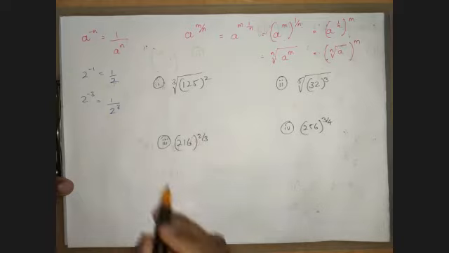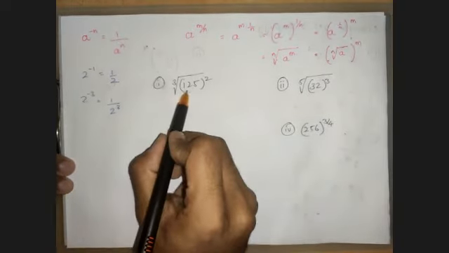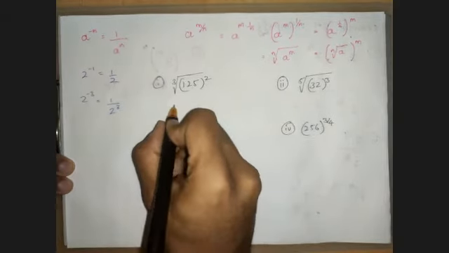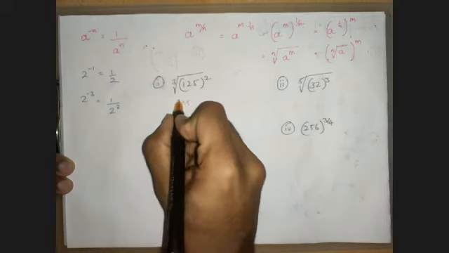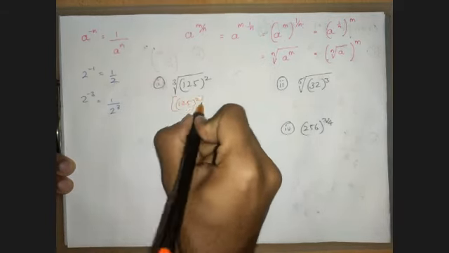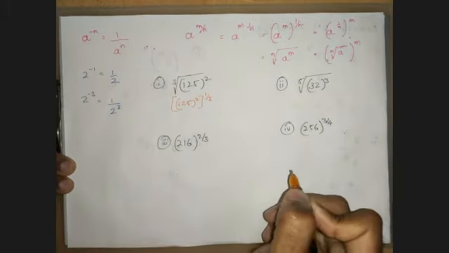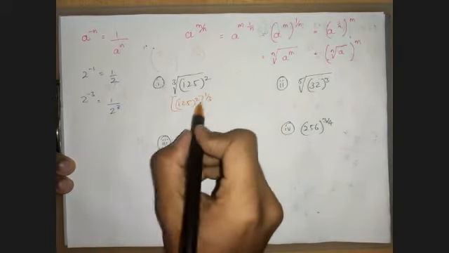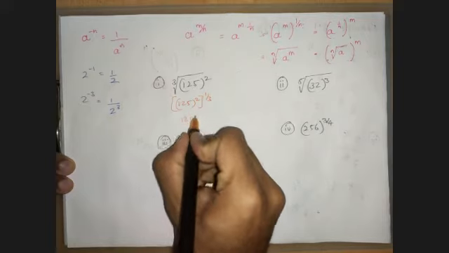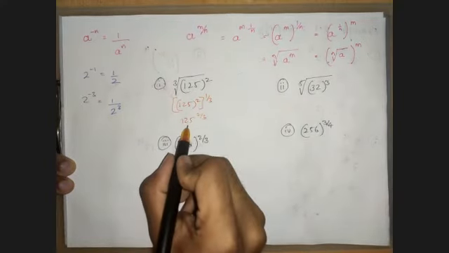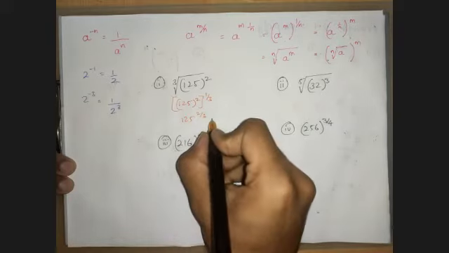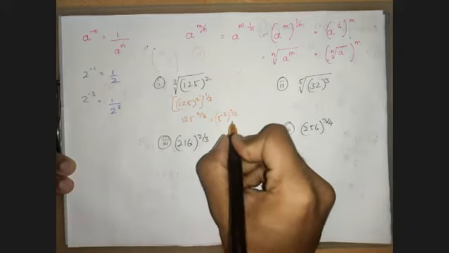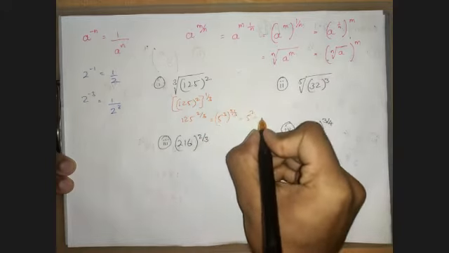So now let us solve some problems. This is cube root of 125 the whole square. How do I write this? This is 125 square power 1 by 3. Right? I can write cube root in the form of 1 by n. So this is nothing but 125 whole power 2 by 3. But I know that 125 is 5 cube. So 5 cube into 2 by 3. 3 gets cancelled. So it is 5 square, which is equal to 25.